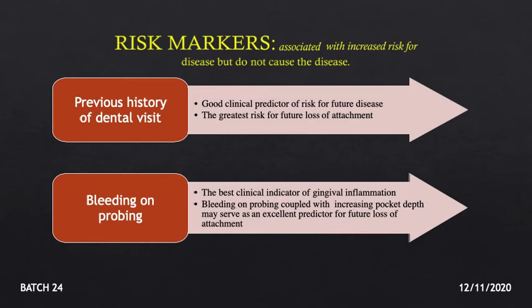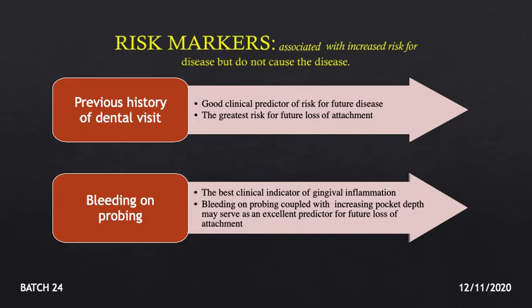The final part of risk assessment is the risk markers, which are associated with increased risk for disease but do not cause the disease. Example, previous history of dental visits, which is going to be a good clinical predictor for risk of future disease. If the patient has a good previous dental visit history, then the patient may have better compliance for future visits, which will provide us a good prognosis for the maintenance of that patient. There is a greater risk for future loss of attachment if the patient doesn't have proper previous dental visits.